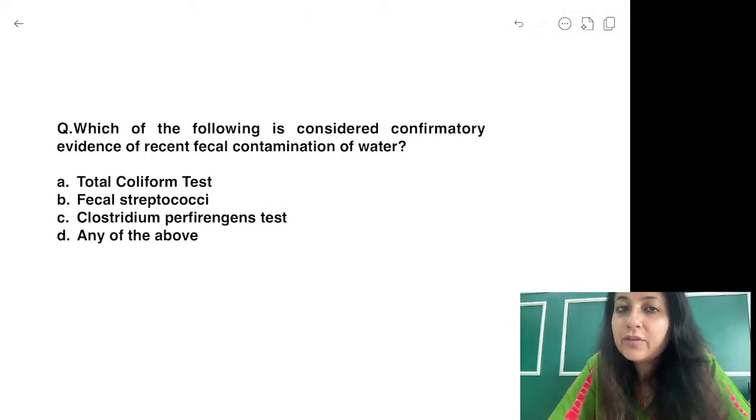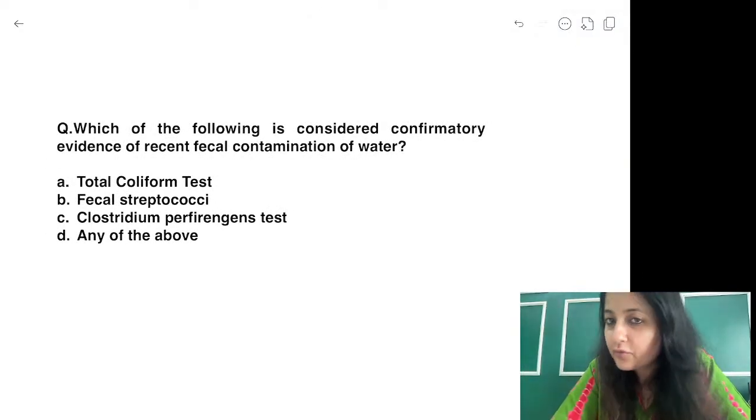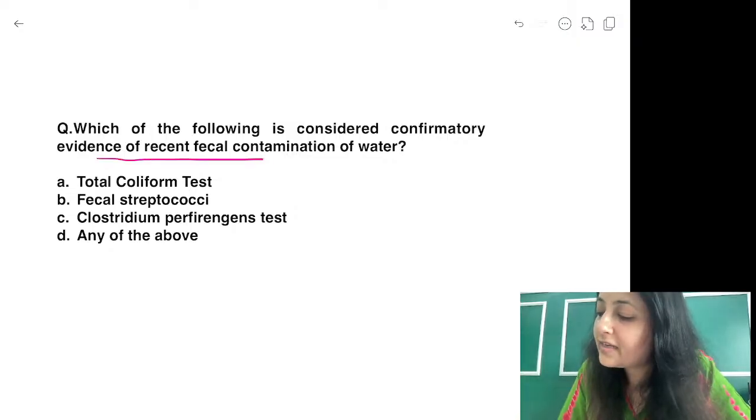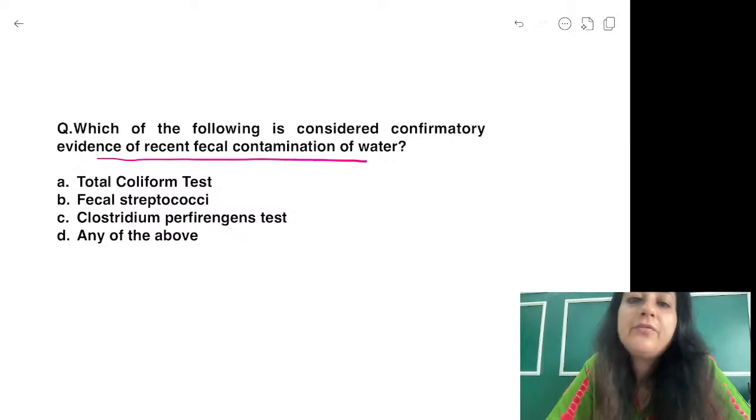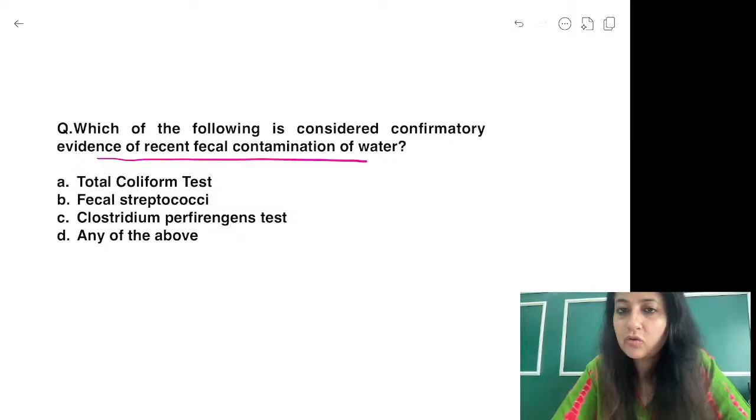Which of the following is considered confirmatory evidence of recent fecal contamination of water? What will you mark? Any question, Anjali, just note down your question dear. We'll take up your doubts at the end. Alright, so what is it? Which of the following is considered confirmatory evidence of recent fecal contamination? Don't be in a rush and end up marking option A. Option A is not about recent.